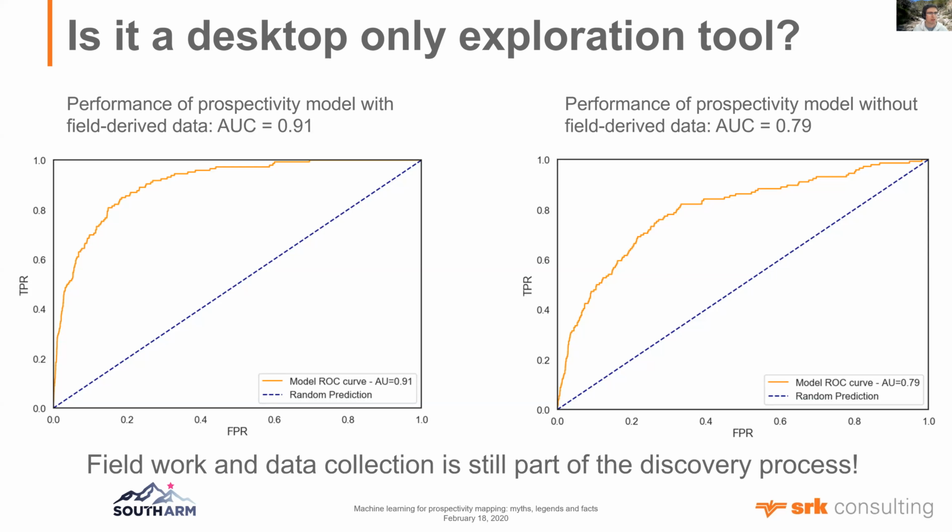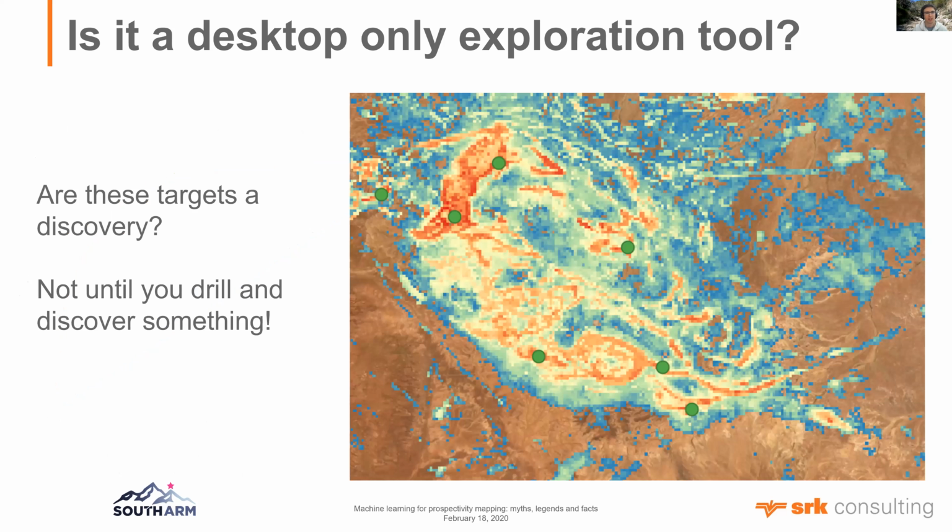We have a really good ROC curve. When I put only the remote sensing data, I only have 0.79. It's not bad, but it's not as good. So fieldwork and data collection is still definitely part of the discovery process. What prospectivity mapping does is take data and make interpretations from them. You need good data to get good interpretations, so you definitely need field data. Another big piece of evidence of why prospectivity mapping is not a desktop-only exploration tool.